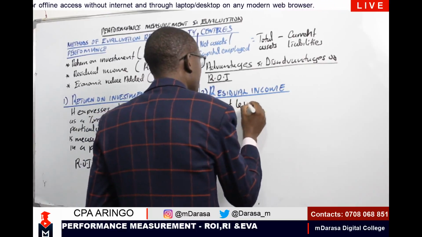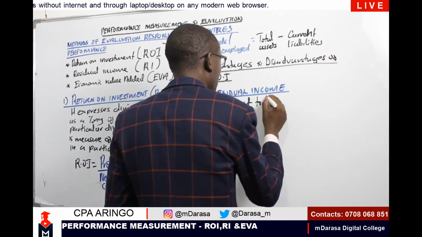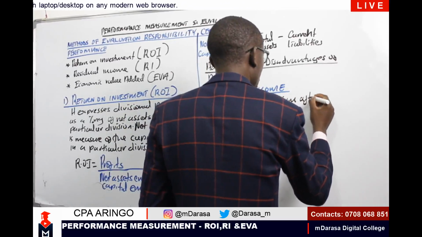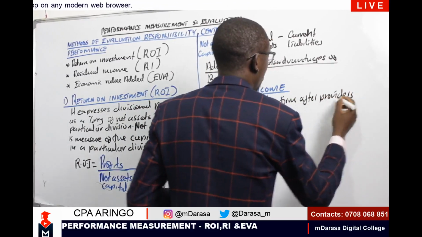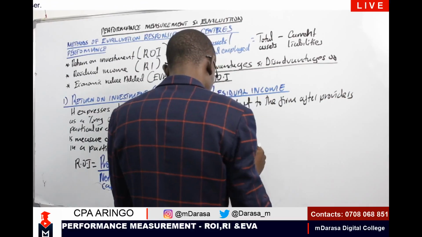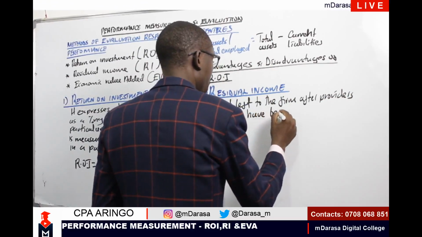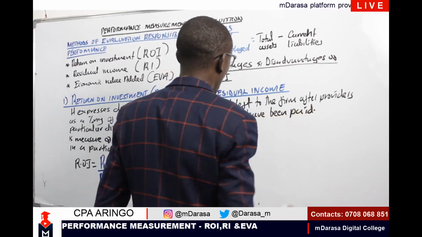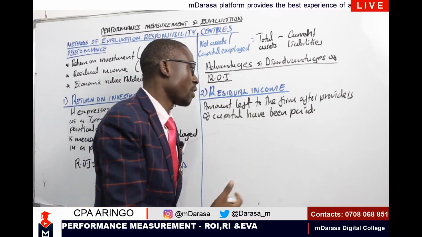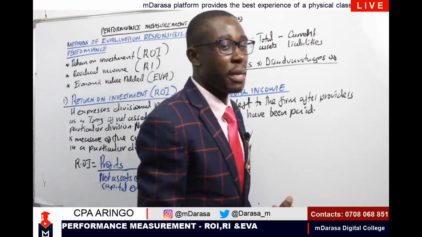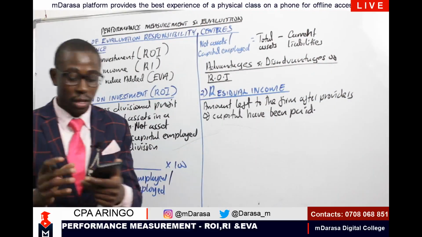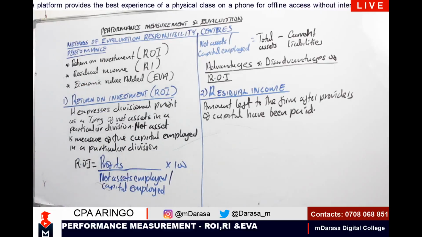This is the amount left to the firm after providers of capital have been paid. As simple as that. Whenever we talk of residual income, my good students, we are just talking about the amount left to the firm after the providers of capital have been paid. That is what will give us our residual income.